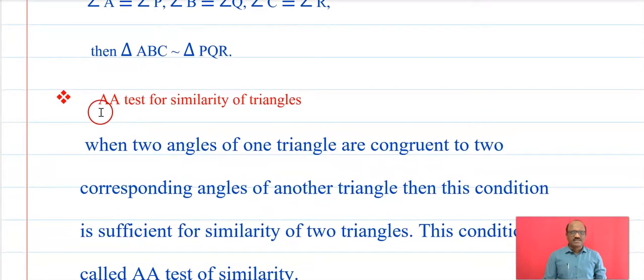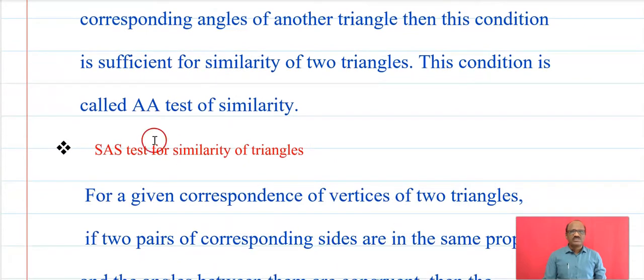Now the next test, the angle-angle test for similarity of triangles. When two angles of one triangle are congruent to the two corresponding angles of another triangle, then this condition is sufficient for the similarity of the two triangles. This condition is called the angle test of similarity.